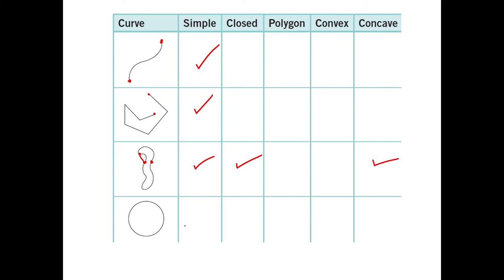For the fourth curve, it is a simple curve. There's no overlaps. It is also closed because it starts and stops at the same point. It is not a polygon because it does not consist of line segments. Now, is it convex or concave? If I look at any 2 points on the curve, that segment is completely contained in the curve, so it must be convex.